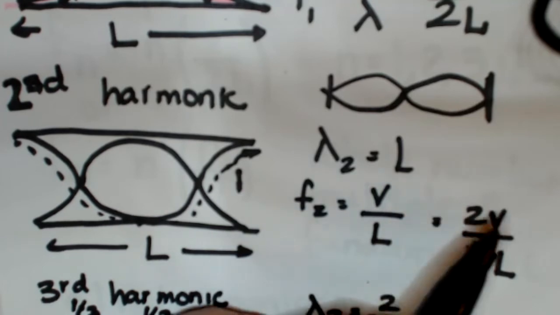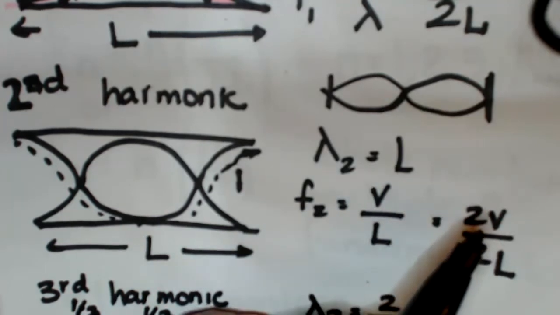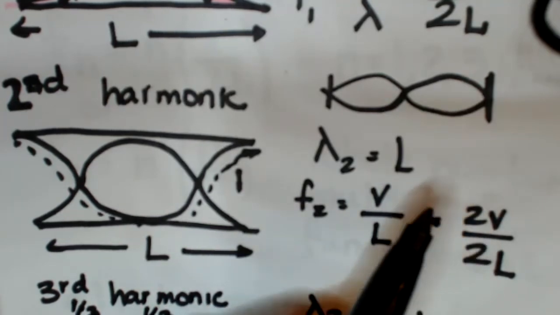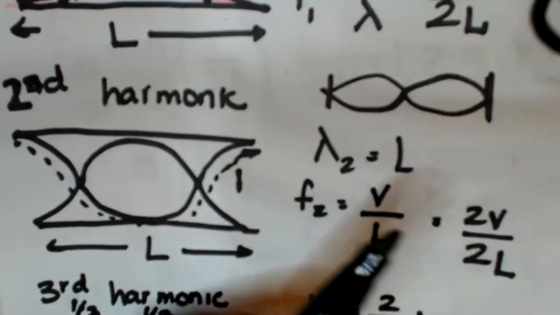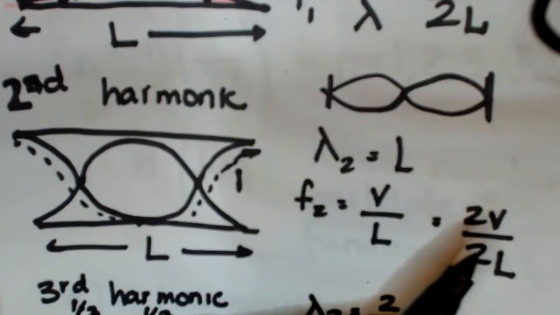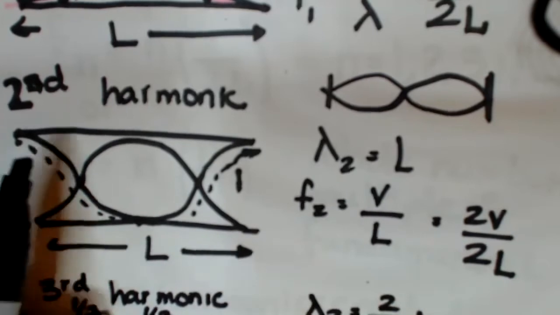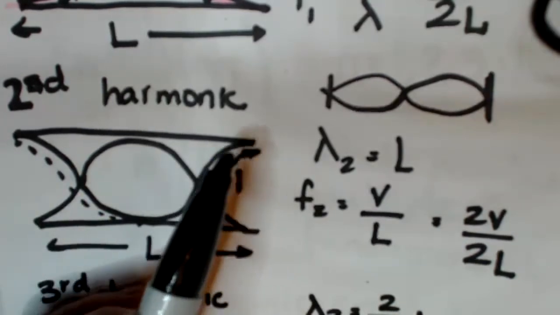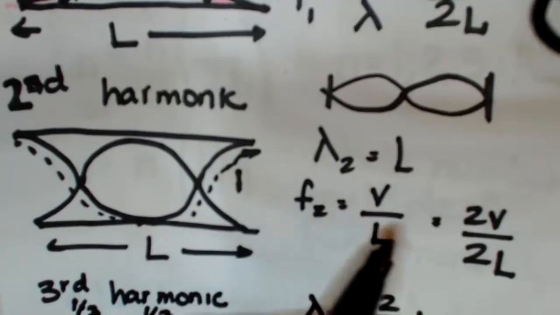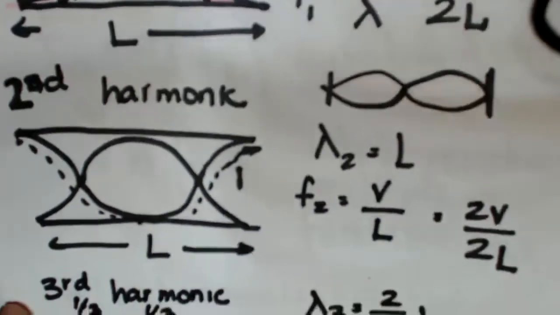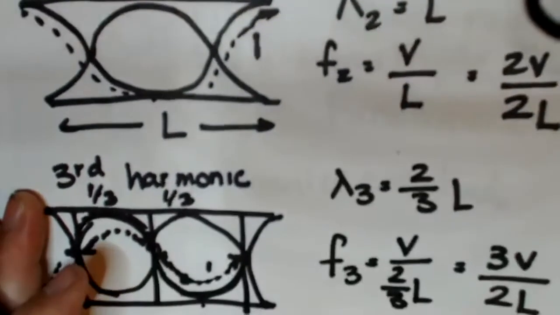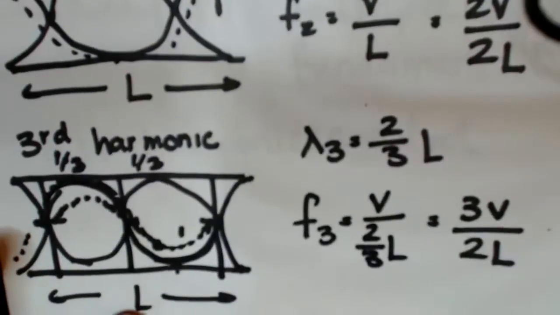Now I did a little math trick here, because you'll see in a minute why I did this. 2 over 2 is equal to 1. So I'm just going to put 2 over 2 here, and you'll see why I did that in just a second. So 1 length of the string, V over L, and that's 2 over 2. I just put that in there because I'm going to need it in a minute.